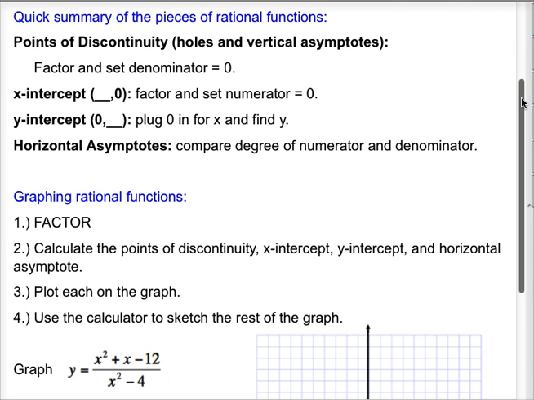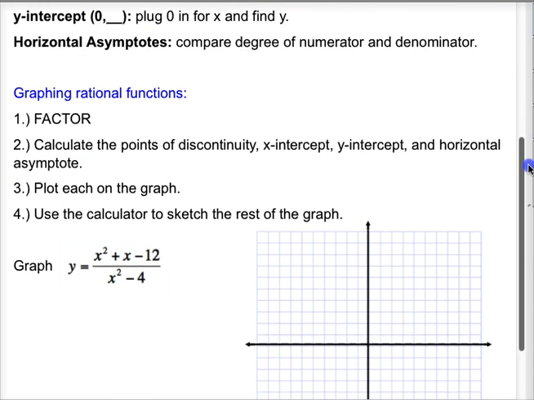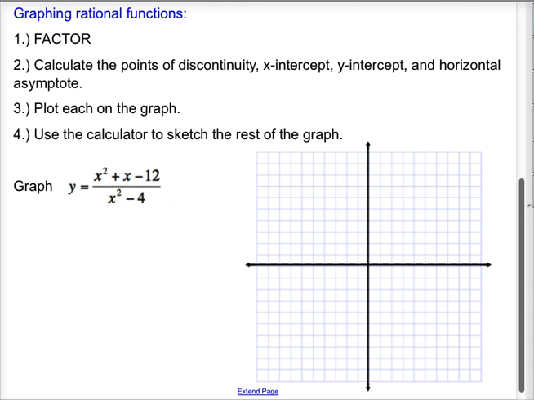So yesterday we talked about points of discontinuity. You factor and set the denominator equal to 0. For the x-intercept, you factor and set the numerator equal to 0. For the y-intercept, you plug 0 in for x to find y. For the horizontal asymptotes, you compare the degree of the numerator to the degree of the denominator. So again, that's just a review of the pieces, because now we're going to put those pieces together. So, talking about graphing these rational functions.